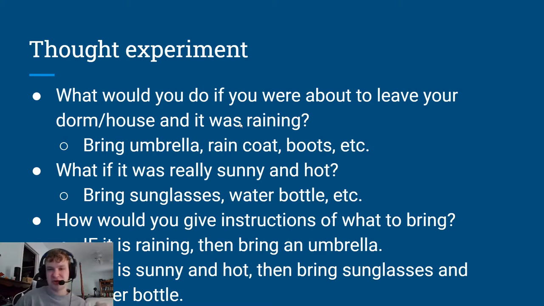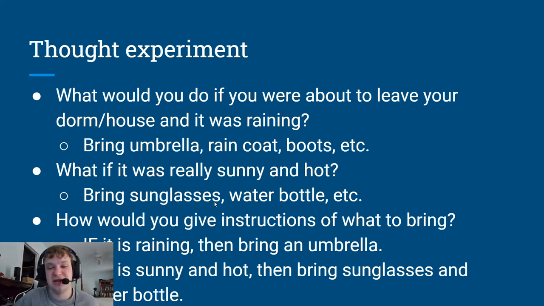And so before we get started with any coding, let's do a brief thought experiment. What would you do if you're going to leave your house or your dorm room or whatever, and it was raining? Well, you'd probably bring an umbrella, a raincoat, rain boots, something like that, right? So we can say something like, if it's raining, then I bring an umbrella. So there's this if-then structure. If the part after the if, the antecedent, is true, so if it's raining, then you do the next thing, right? Whenever the part of that sentence that follows the if is true, you then do what's after the then part of that sentence.